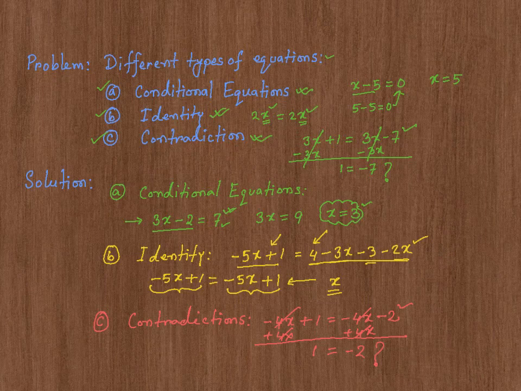But that is untrue. That is incorrect. That cannot happen. Therefore, the original given equation will not be true for any value of x, any real number for x. So these types of equations are called contradictions.